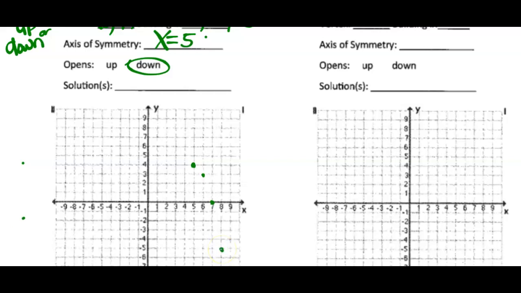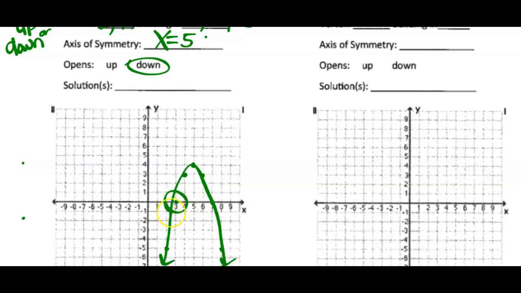Now, parabolas are symmetric, which means that this side over here has to be exactly the same as this side over here. So from my vertex, I go over 1 to the left and down 1, just like I did to the right, over 1 and down 3, over 1 and down 5, and then I'm able to draw my parabola through my points. I'm sorry I missed the 3, but that's okay.